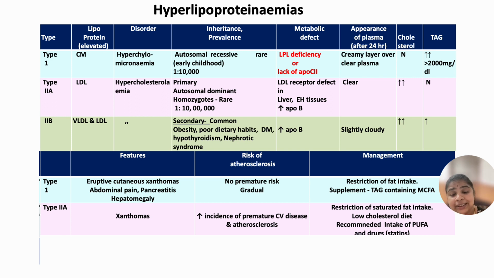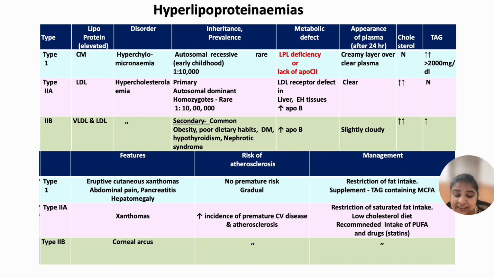Type 2B is due to secondary causes like obesity or bad dietary habits, or due to other disorders like diabetes, hypothyroidism, nephrotic syndrome. There is increase in ApoB. Both cholesterol and triglycerides are increased, but cholesterol is increased more than triglyceride. Because cholesterol levels are increased, the risk is similar to type 2A, and treatment is also similar. Apart from that, we also need to treat the underlying disorder. If diabetes is in control, cholesterol levels also will be reduced. Same way with hypothyroidism, treat them by giving thyroid hormone.